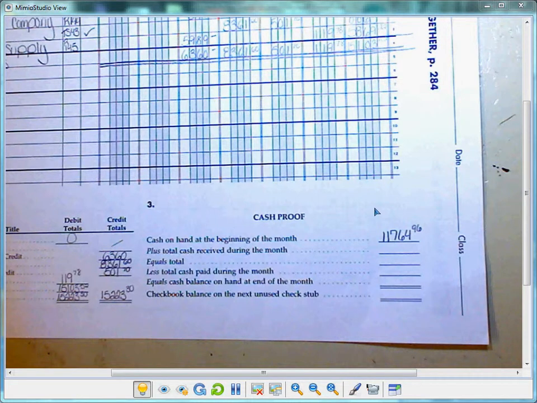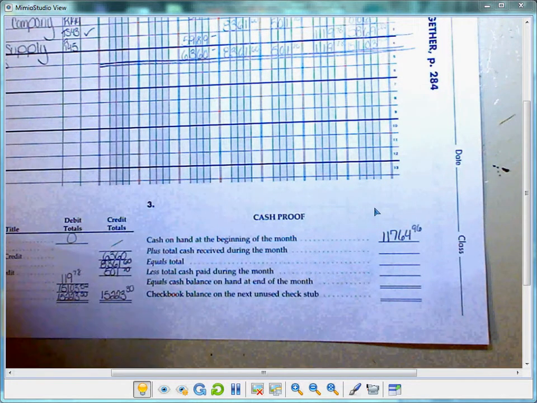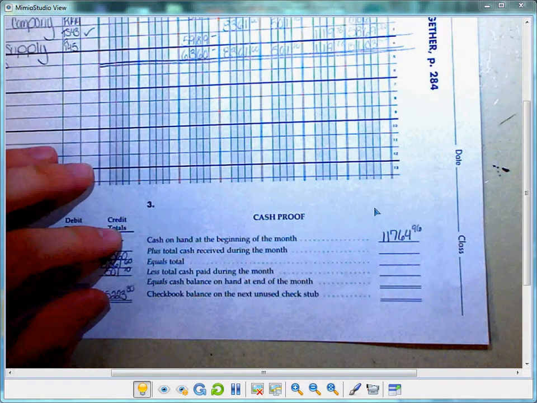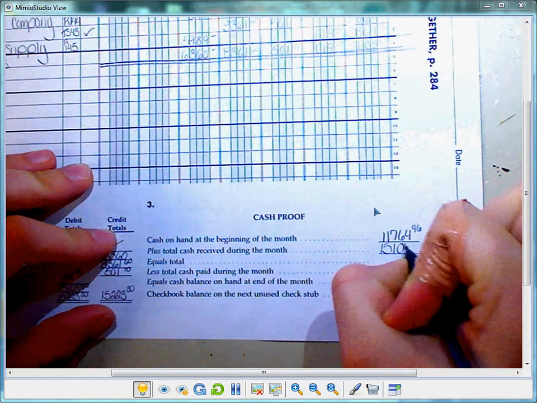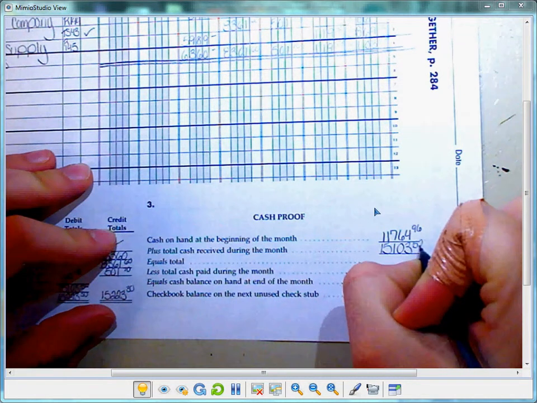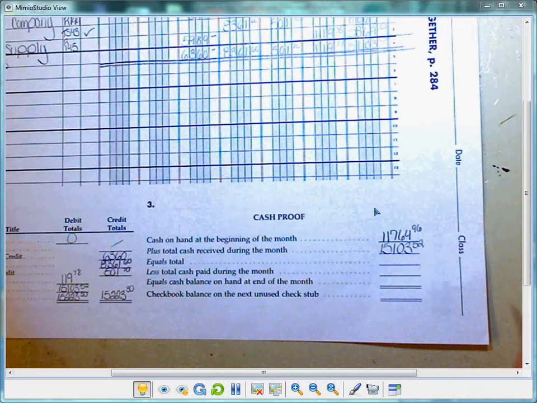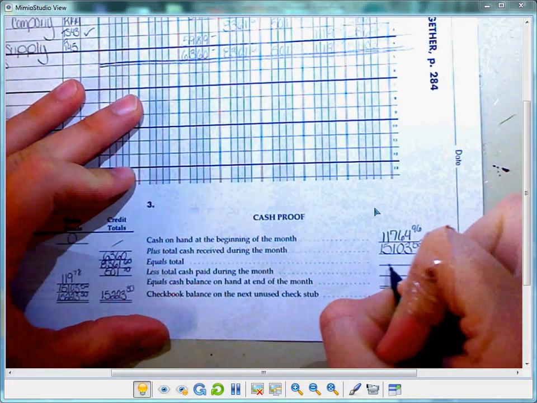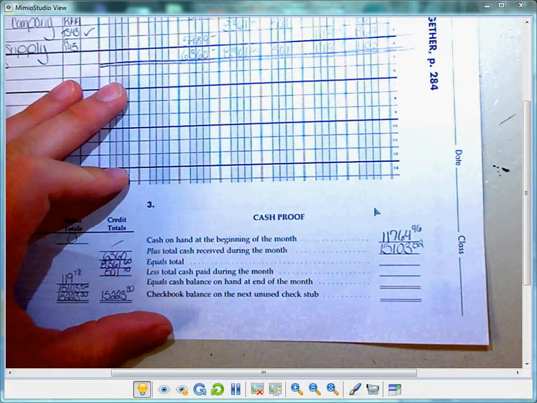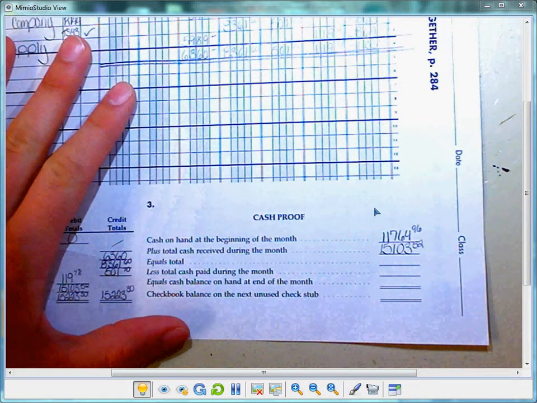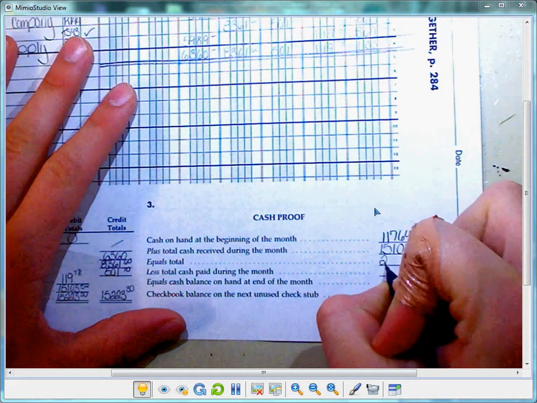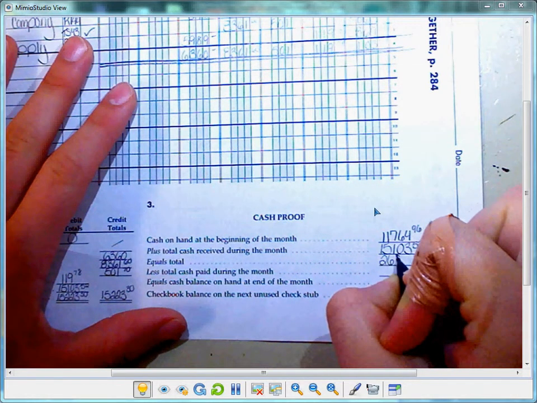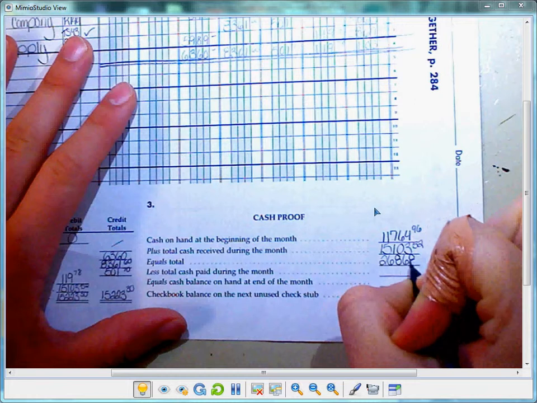Then we're going to add our cash received during the month. So that's our cash debit from right above, $15,103.52. So our next line is a total. If we add those together, what do we get? $26,868.48.